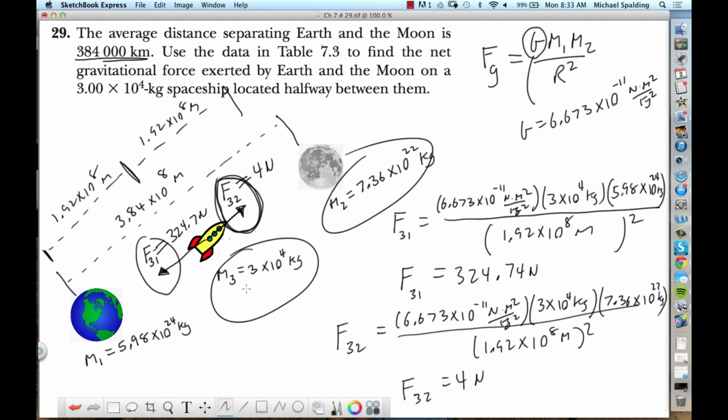F31 is basically 324.7. So what's going to be the total force on the spaceship? So here's the spaceship. What's the net force going to be? The net force is going to point towards the Earth and equal what? What do they round this to? Is it 320? What does the book say? 321. 320.7. That's the answer. The net force is 320.7 newtons.